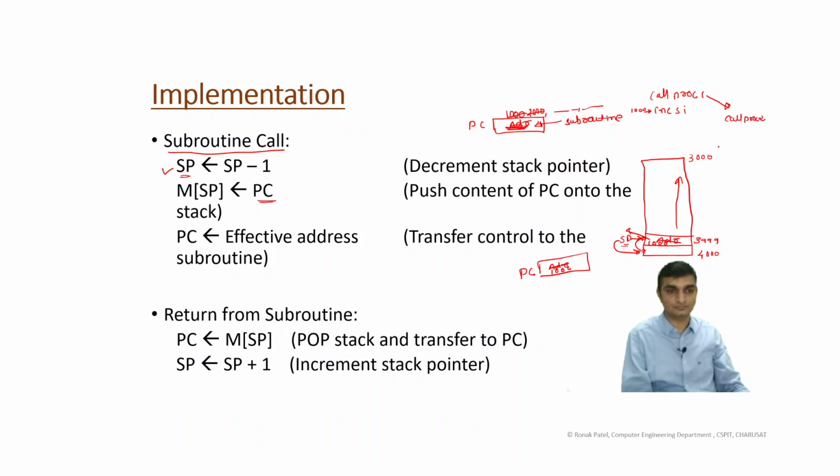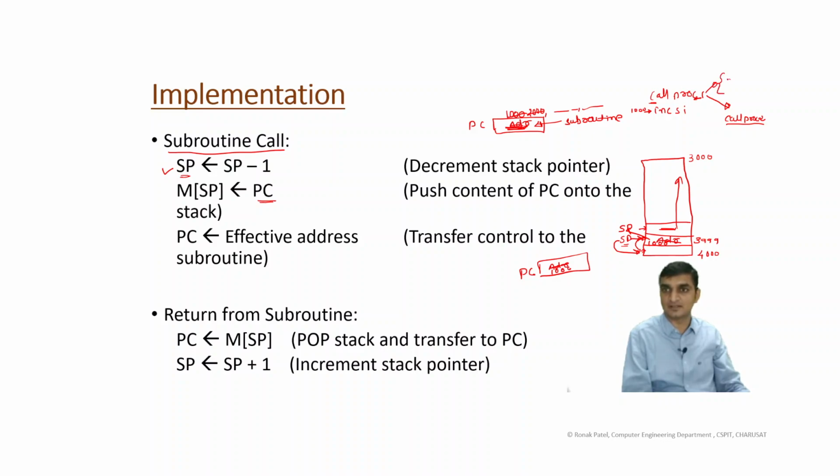Now suppose from call PROC1, there is another call, that is call PROC2. What happened? So call PROC1 and then call PROC2. After this, what will it do? Again, it will decrement your SP, and SP will be here, and it will store the address where it has to return, right? That address will be stored here, and then once it is stored, it will again come to the next instruction.